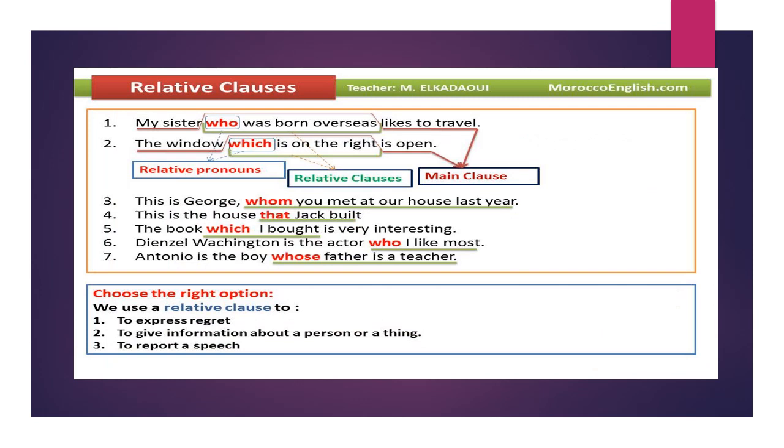So I have another example here. My sister, who was born overseas, likes to travel. The window, which is on the right, is open. This is George, whom you met at our house.